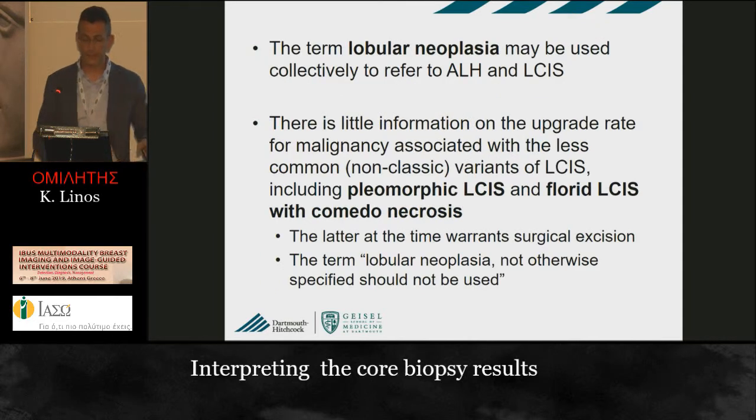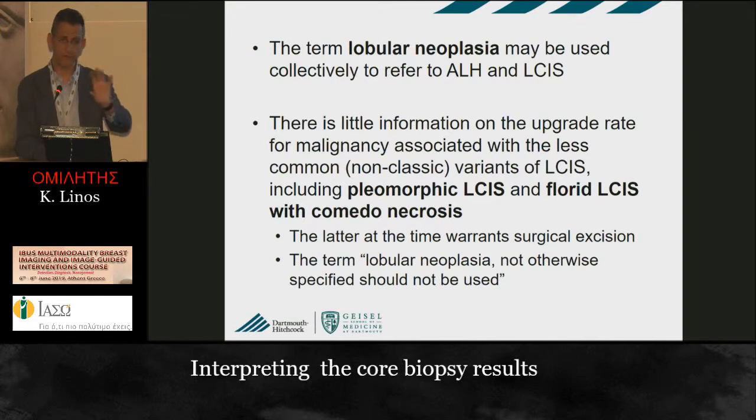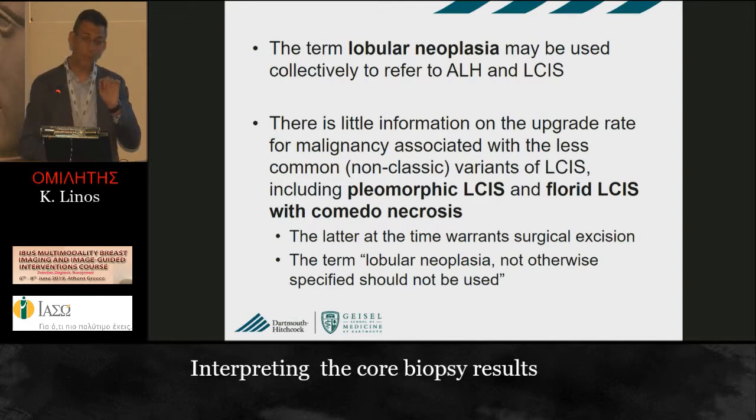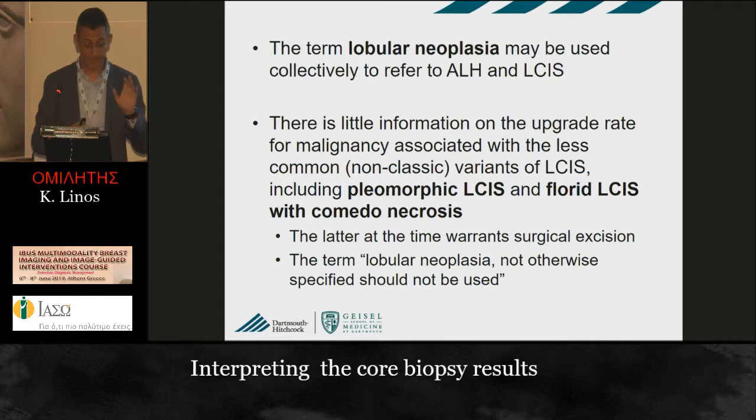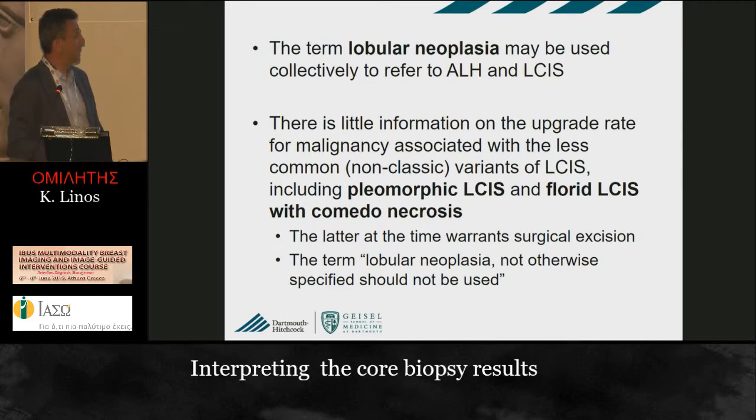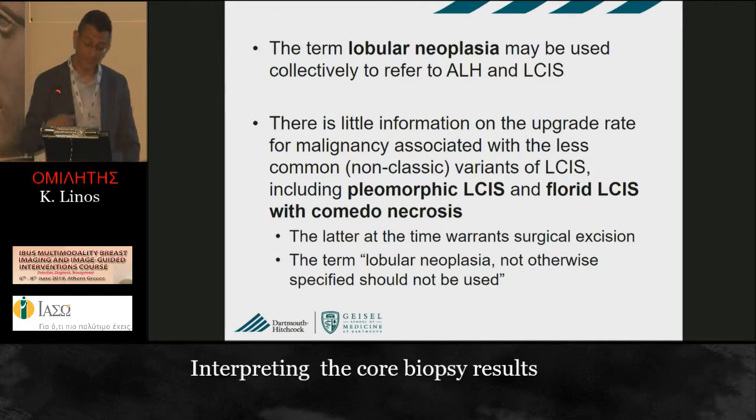The term lobular neoplasia may be used collectively if you're referring to ALH or LCIS. However, when you get an LCIS that is not the ordinary type, it's either the pleomorphic LCIS or florid LCIS with comedo necrosis, then what I told you before doesn't apply. So variants of LCIS should be excised. And the term lobular neoplasia, not otherwise specified, should not be used for variants of LCIS, comedo necrosis, etc. The likelihood of upgrade is much higher.